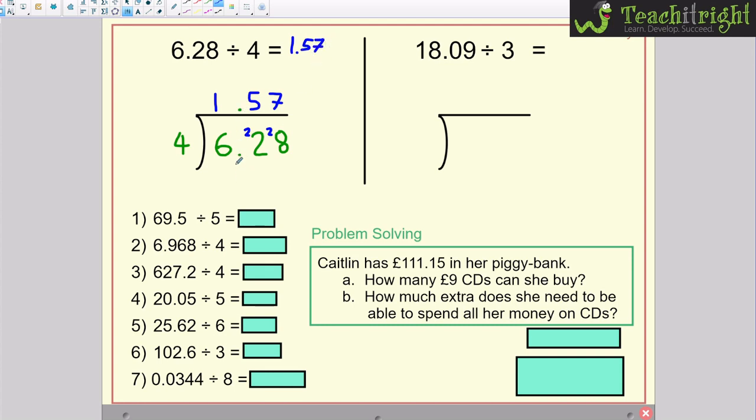So other than writing the decimals down, it works exactly the same way as if the decimals weren't there. So I think that's a really useful thing to know, not to get put off, just stay cool, calm and collected and treat it exactly the same way as before.